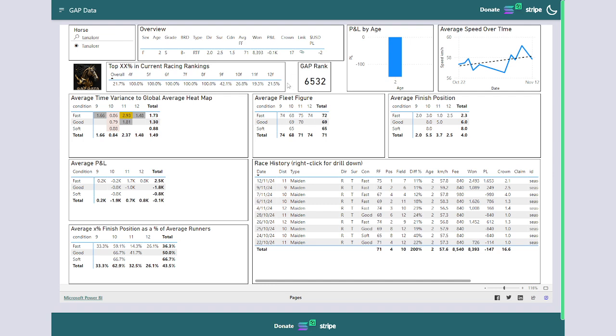Then your next one over, your average time variance to global average heat map. I really like that. It's a quick way to see where your horse is good. Obviously you want yellow boxes, and you do have one yellow box there. Now, did you run this horse? Oh my God, you ran this horse only in maidens, and she finally won a maiden on her 10th try.